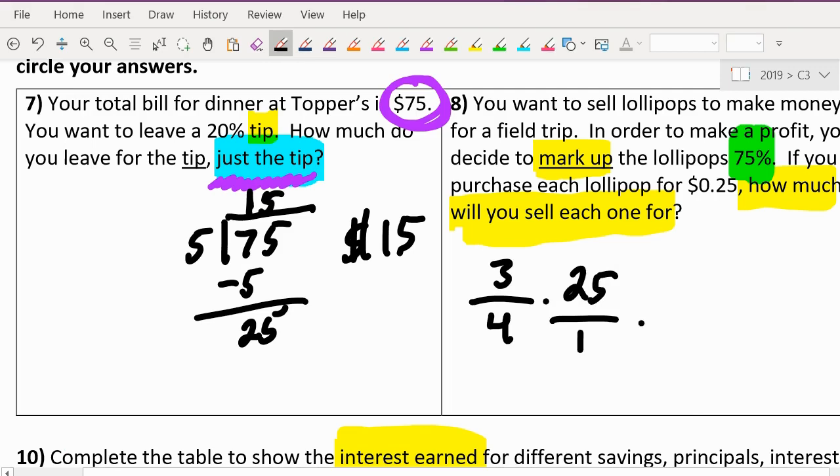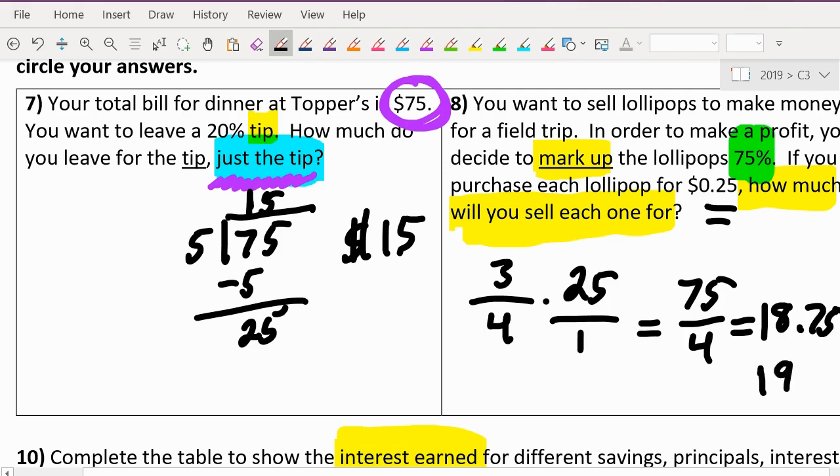3/4 times 25 cents. See, they don't reduce at all. What's 25 times 3? 75. 75 divided by 4. Uh-oh. What is it? 18.75. Actually, it's not $18, it's 18 cents. We're taking 75% of 25 cents, so it would actually round up to 19 cents.